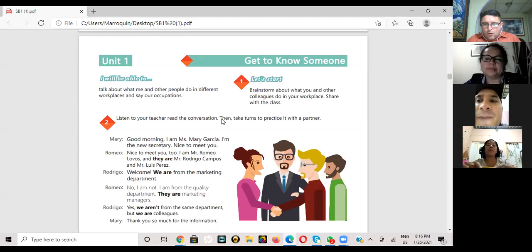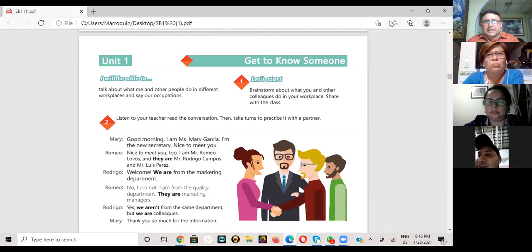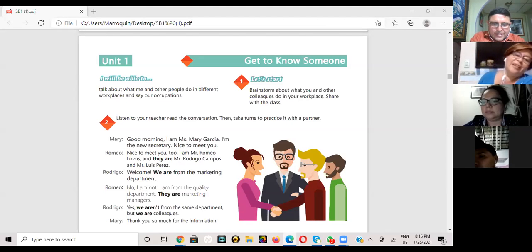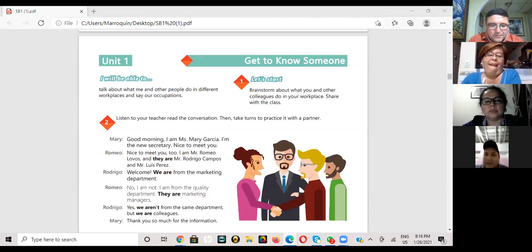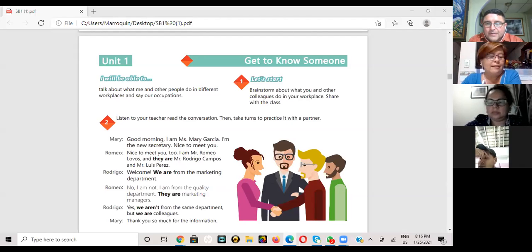Okay, how many people in the picture? Four. What are they doing? Shaking hands. Very good. What is shaking hands? How do you say saludo in English? Greetings. Yes. Greetings. Saludos. Shake hands. What is another example of greetings?